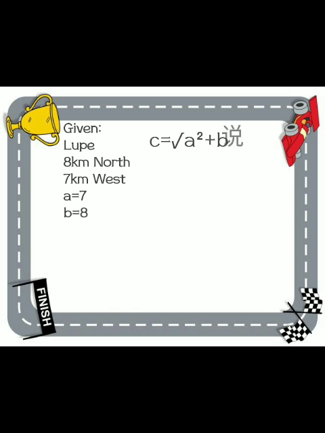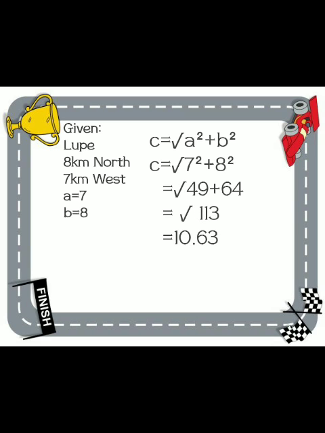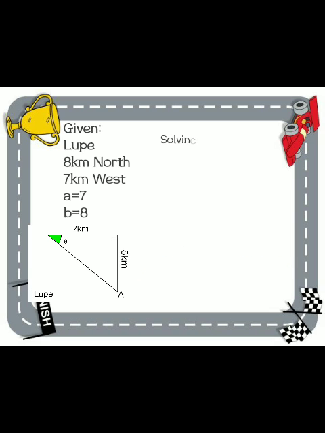Let us now substitute the given values into our formula. c is equal to the square root of 7 squared plus 8 squared, which is the square root of 49 plus 64, equal to the square root of 113. The square root of 113 is 10.63. Therefore, the resultant vector of Lupe is 10.63 km northwest. Since we are done solving for the resultant vector, let us solve for the direction angle.